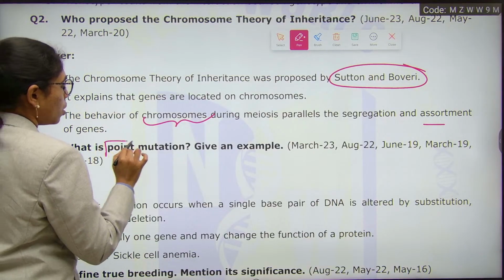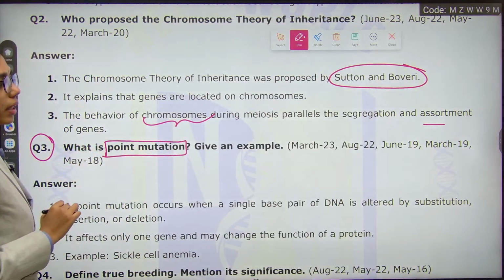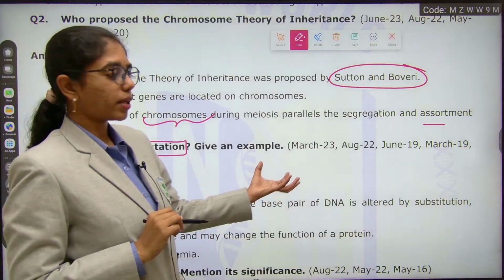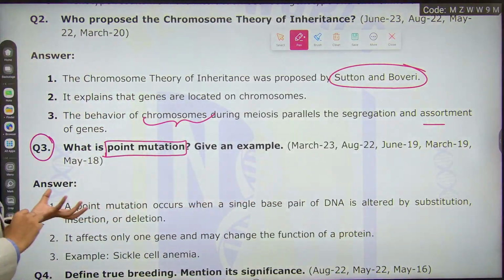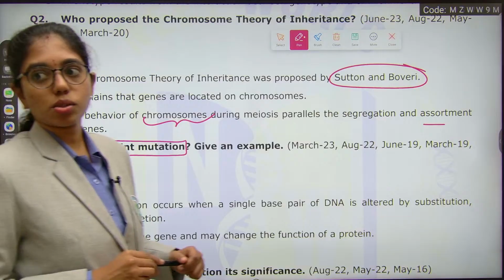Next, what is point mutation? Give an example. Asked in multiple years like 2023, 22, 2019 and 2018. In multiple years this question is asked.